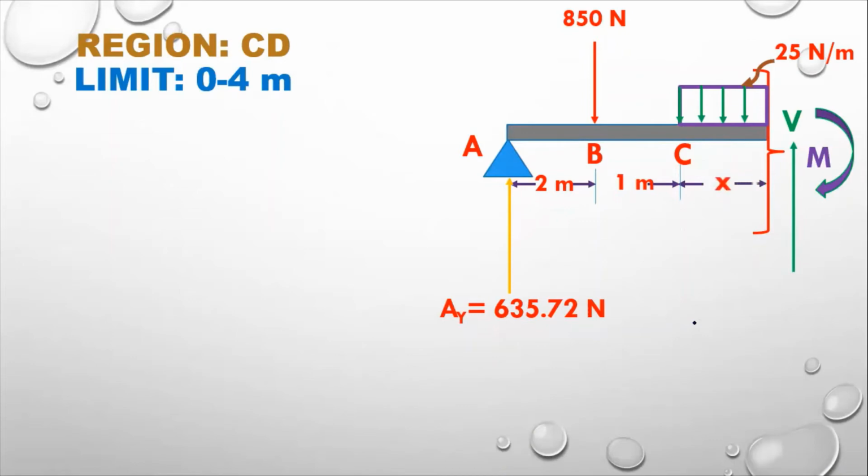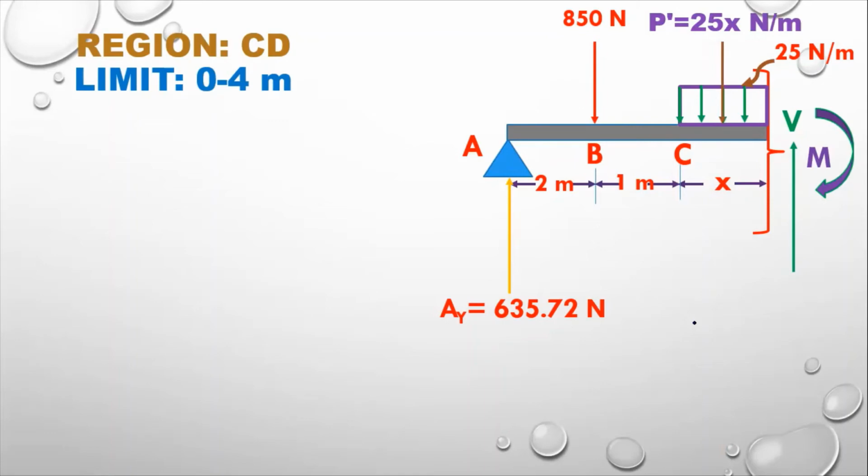then there is x. Wherever we cut the section, we will take that distance as x. Now I have to convert this uniformly distributed load into a point load. How can I do that? There is no length of 4 meter now because now I have x. So I have to multiply 25 into x, and then I will be able to convert it into a point load. So 25x is in Newton.